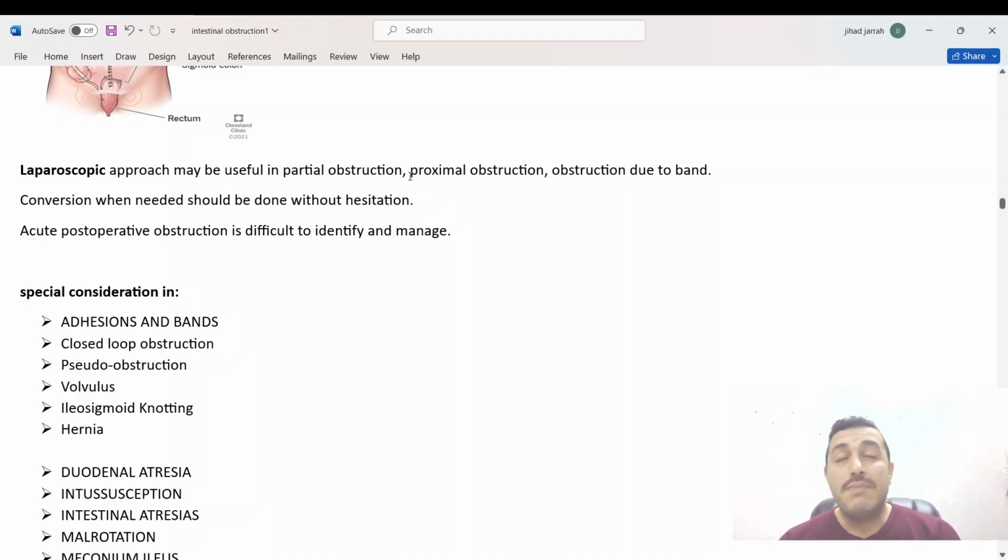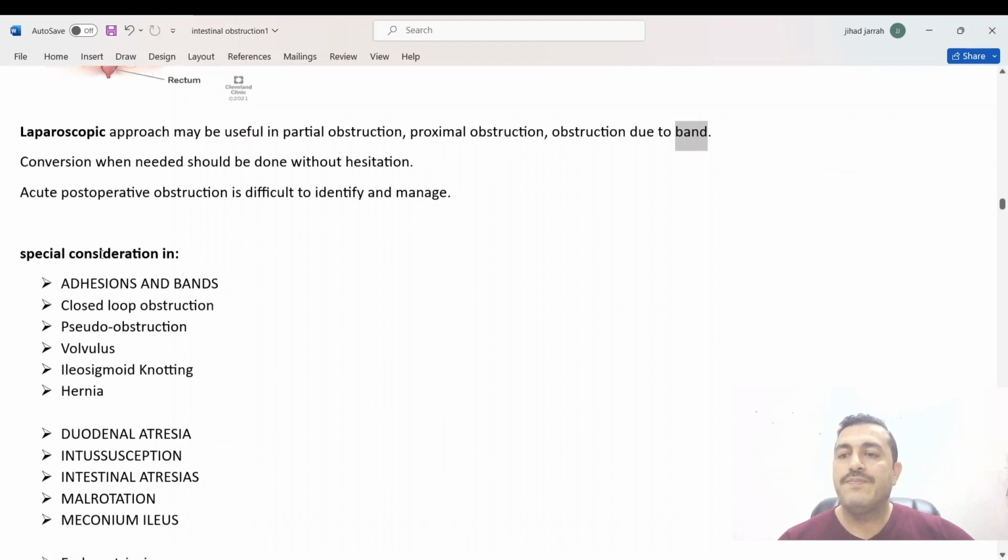If it is a single band, if it is adhesion, we proceed for limited adhesiolysis, it can help us. You can see here it's useful in partial obstruction, useful in proximal obstruction, useful when there is a band, but conversion when needed may be done without hesitation.